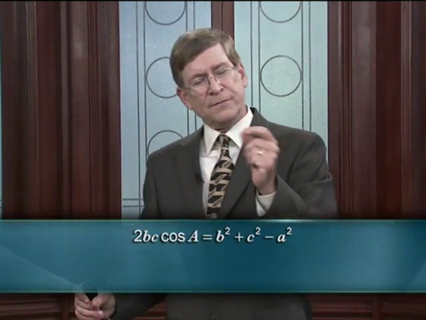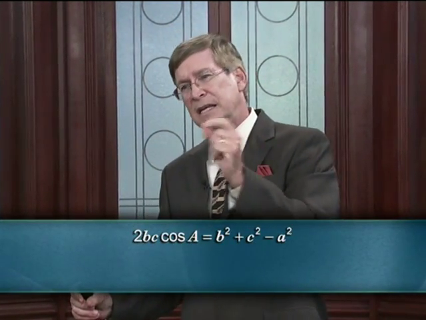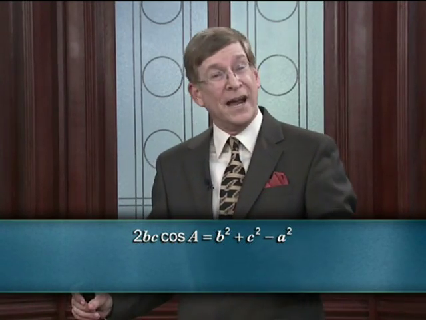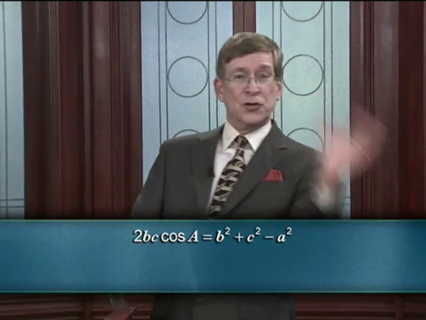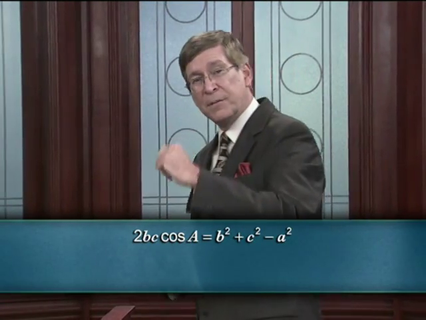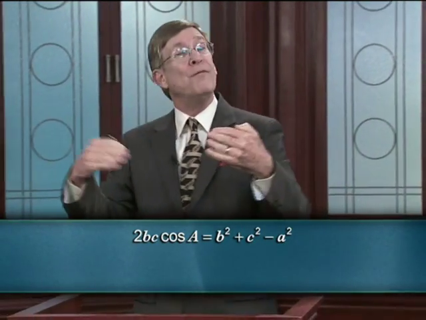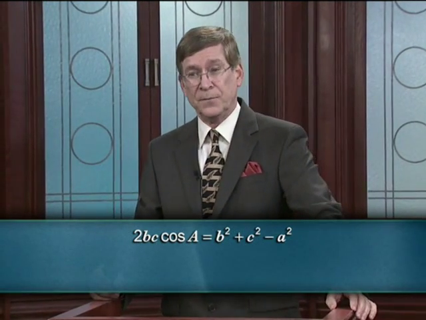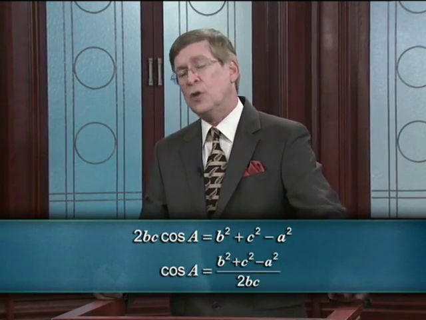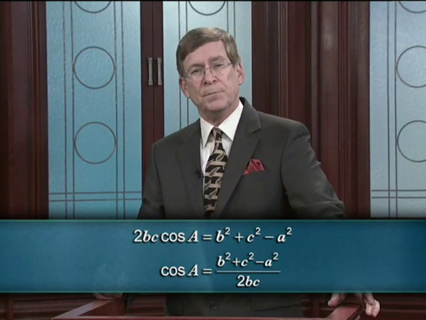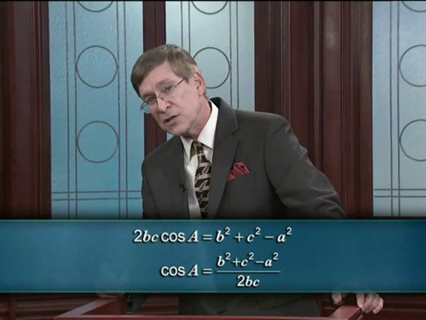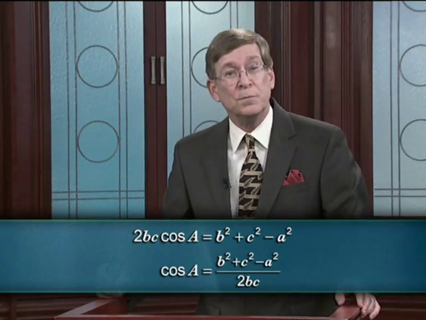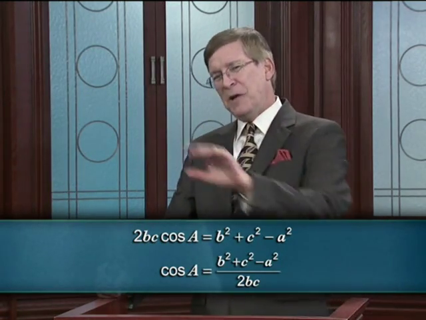Okay, but let's write the law of cosines a different way. Solve for cosine A in the original equation. Well, first you'd have 2bc cosine A equals b squared plus c squared minus a squared. In other words, I moved the terms around a little bit. And then divide by 2bc, and you have a new form of the law of cosines. Here it goes. Cosine of an angle A equals b squared plus c squared minus a squared, divided by 2bc.